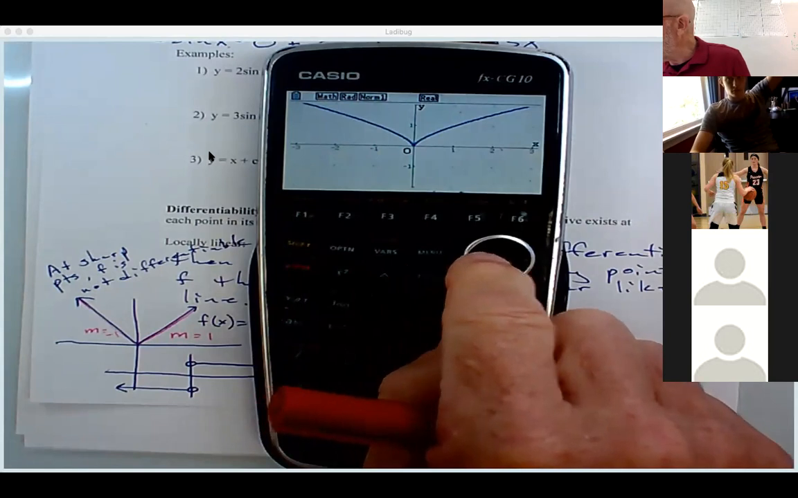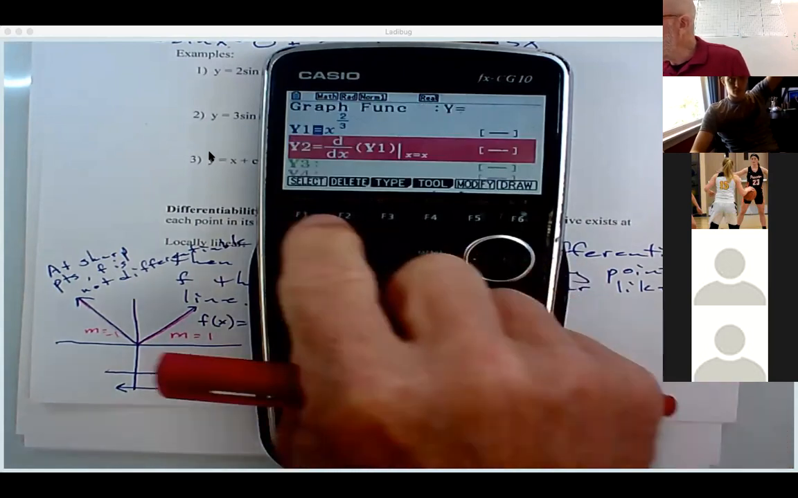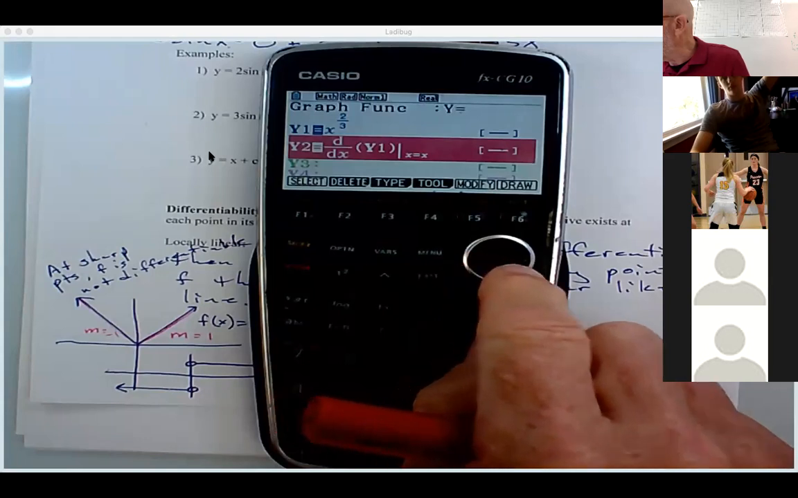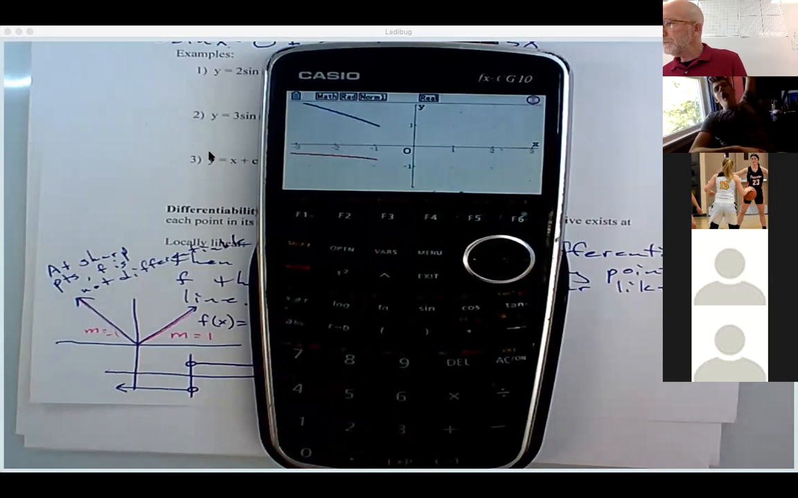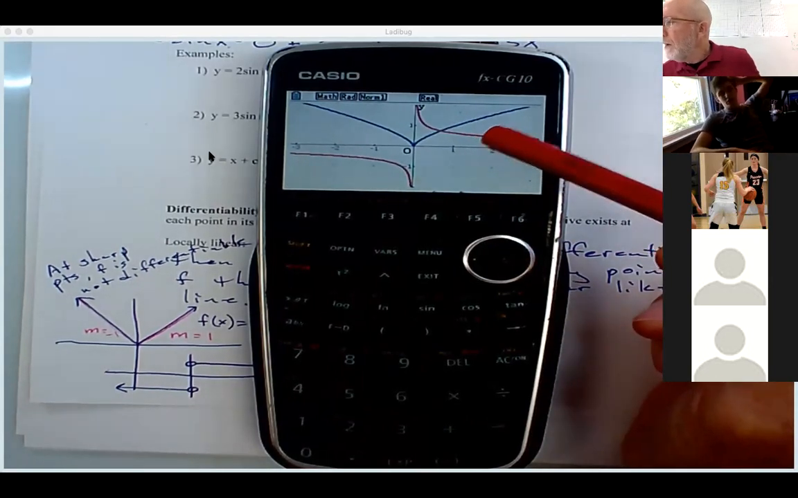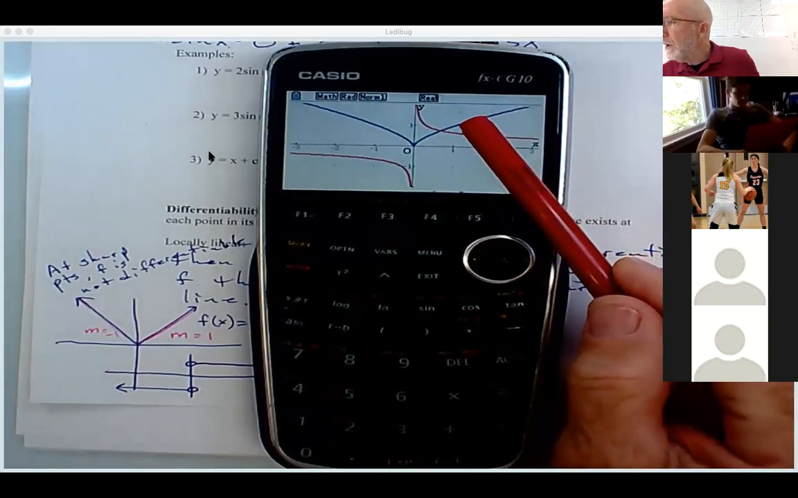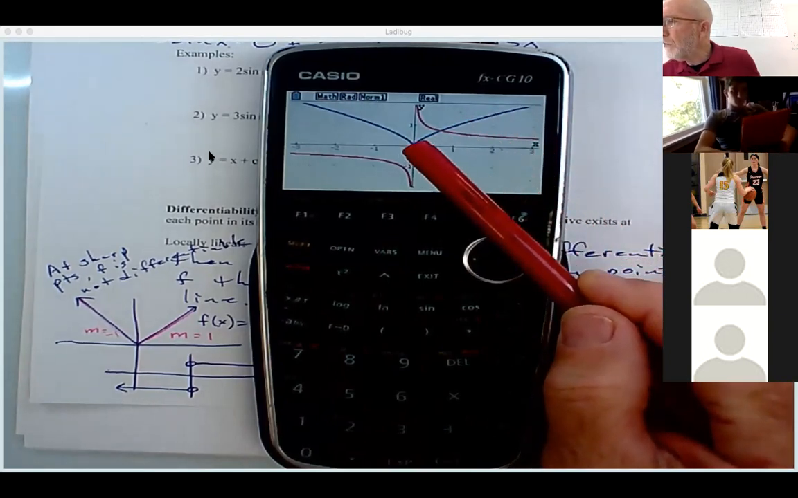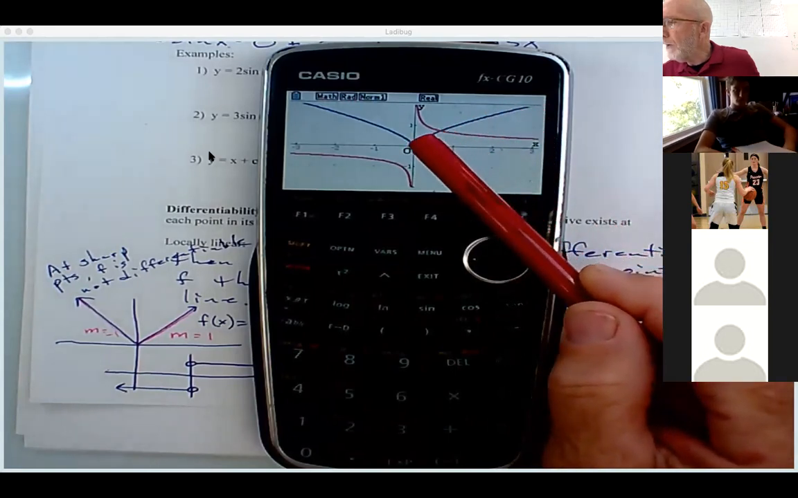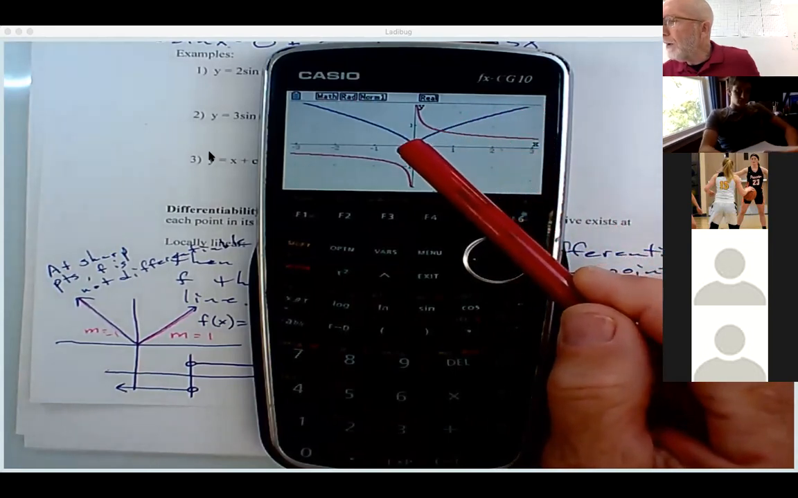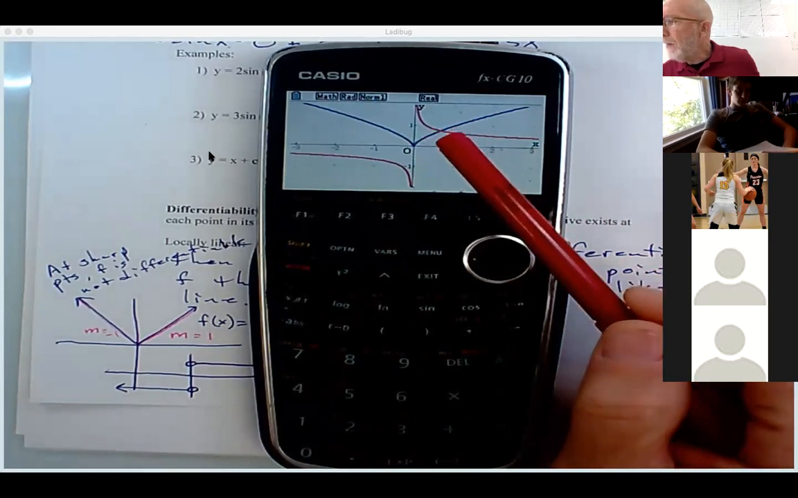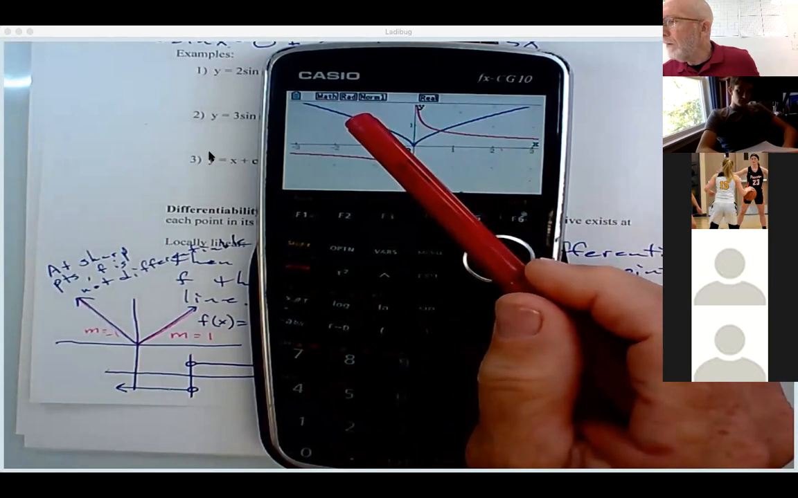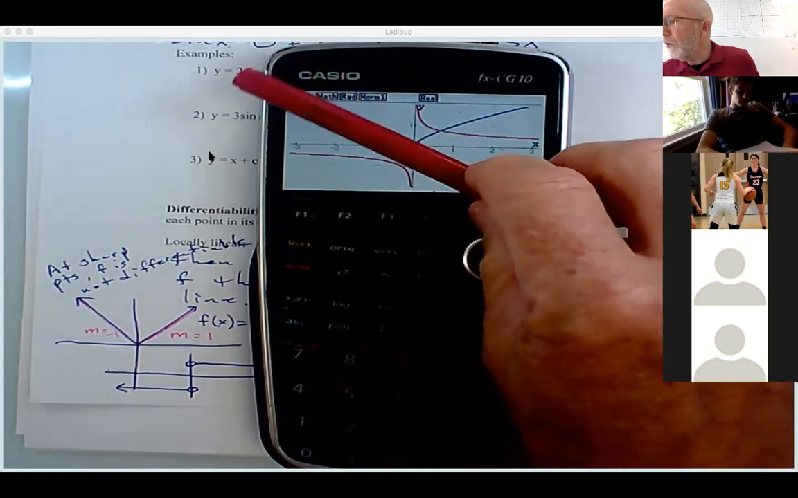Let's take a look at the graph. Let me select and turn on its derivative. Let's look at its derivative. So here's its derivative. As you approach this point that's not differentiable, as you approach from the left, the slopes are going to positive infinity. They're getting very, very, very steep there. As you approach from the right, they're getting very, very negative. They're starting to turn this way.